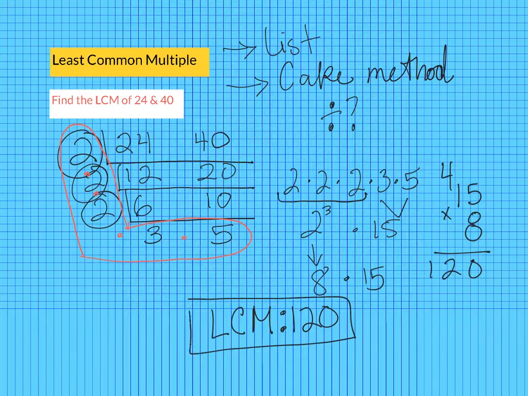That is my answer. And notice one more thing. My answer, 120, is almost always going to be larger than my starting numbers. Because remember, multiple means multiply, which means it's getting larger, it's getting bigger.